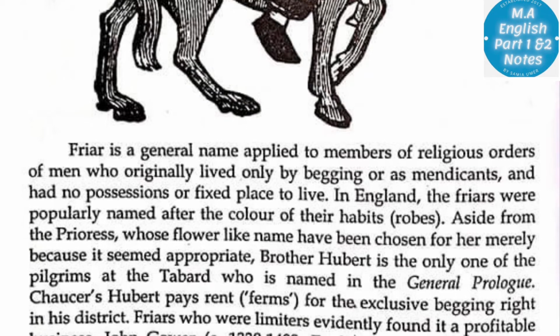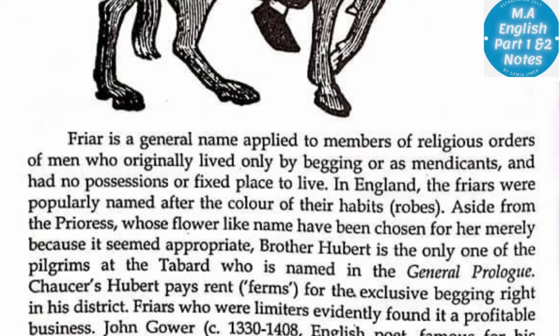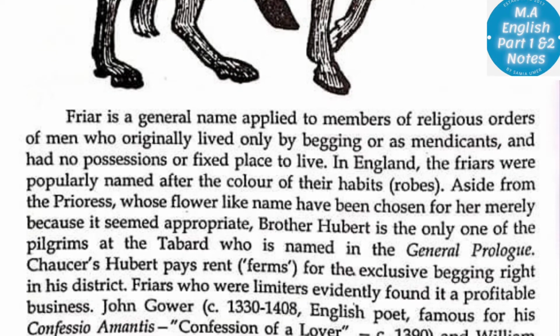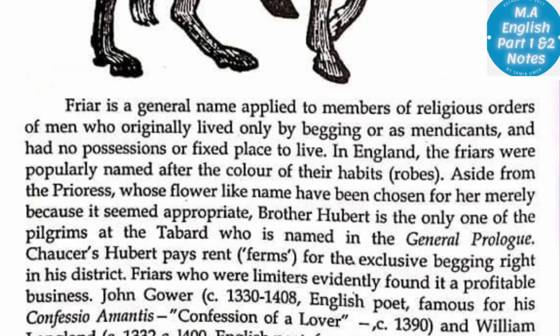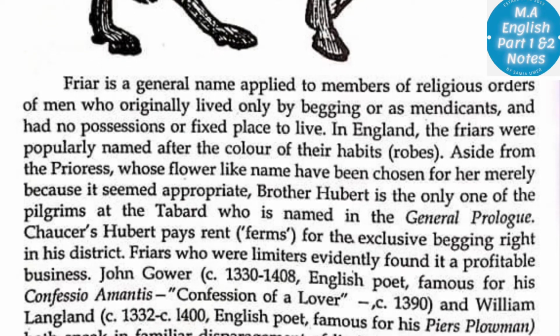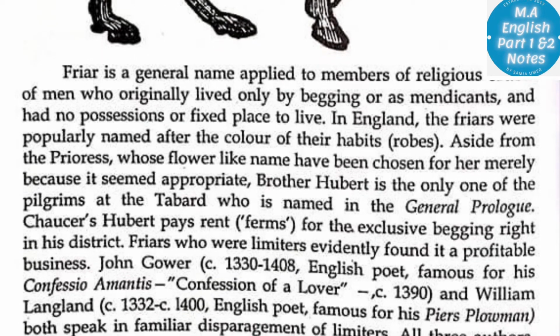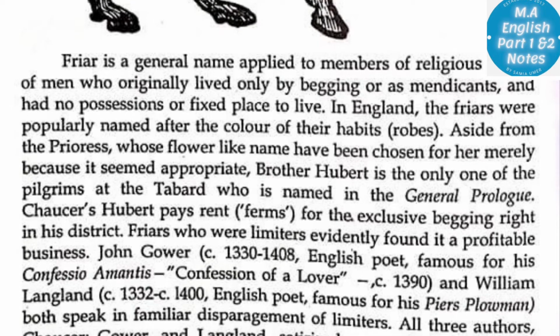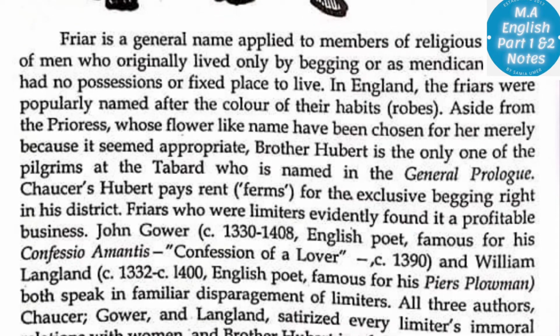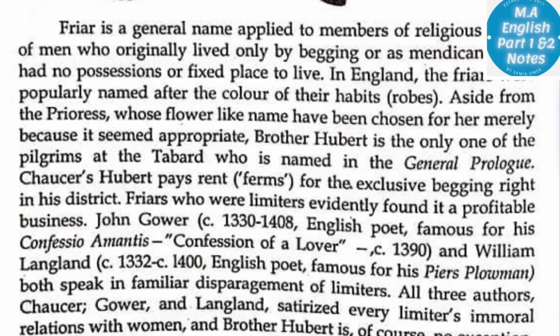John Gower, 1330 to 1408, English poet famous for his Confessio Amantis, Confession of a Lover, 1390, and William Langland, 1332 to 1400, English poet famous for his Piers Plowman, both speak in familiar disparagement of limiters. All three authors, Chaucer, Gower, Langland, satirized every limiter's immoral relations with women, and Brother Hubert is, of course, no exception.